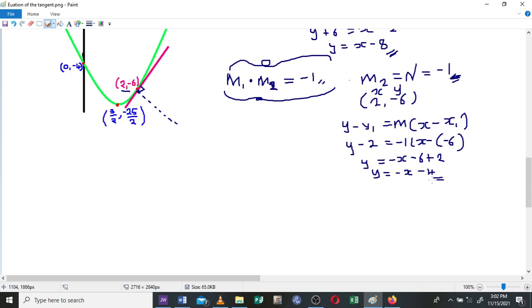So this will be the equation of your normal line to the tangent at the point where x is equal to 2 and y is equal to -6. This can be simplified further and can be factorized, and you have positive 4. So this is the equation of your normal line.